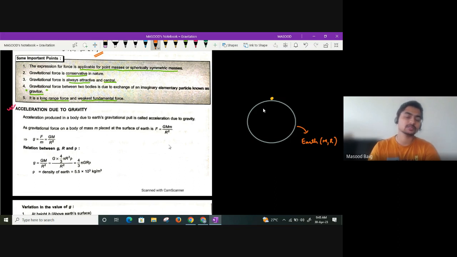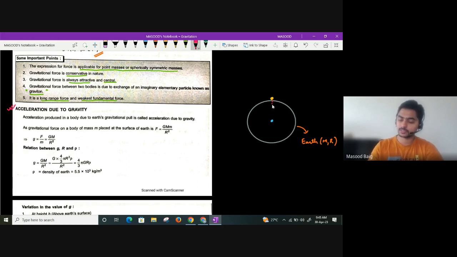When I say sphere, it may either be a hollow sphere, which is also called a spherical shell, or a solid sphere. If the point of consideration is outside the solid sphere or spherical shell, then I can concentrate the whole mass of that sphere at its geometrical center. So if you see this point, when I say the mass is on the surface, this point is external to this sphere. So can I concentrate the whole mass of the earth at its center? Yes, I can concentrate it here.